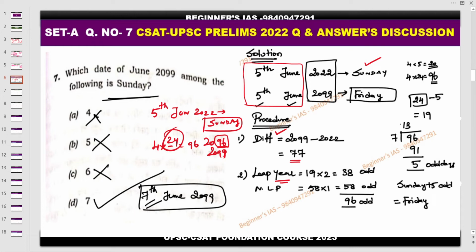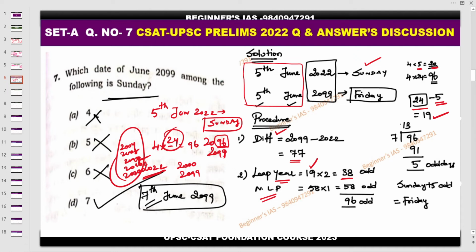Now listen carefully. So here 24 leap years are there. You have to be very careful. We have calculated from 2000 up to 2099, but we need only from 2022. So therefore we have to subtract the leap years present before 2022. That is why I have taken here 4 into 5, 20. Understood? So before 2022, 2004 will be there, 2008, 2012, 2016, 2020. 5 leap years will be there. That is why I am subtracting. Therefore, 24 minus 5, 19 leap years you have to take. 1 leap year contains 2 odd days, so 19 leap years contain 38 odd days. Then you have to find out the non-leap years. So here, how many non-leap years are there? 77 minus 19.